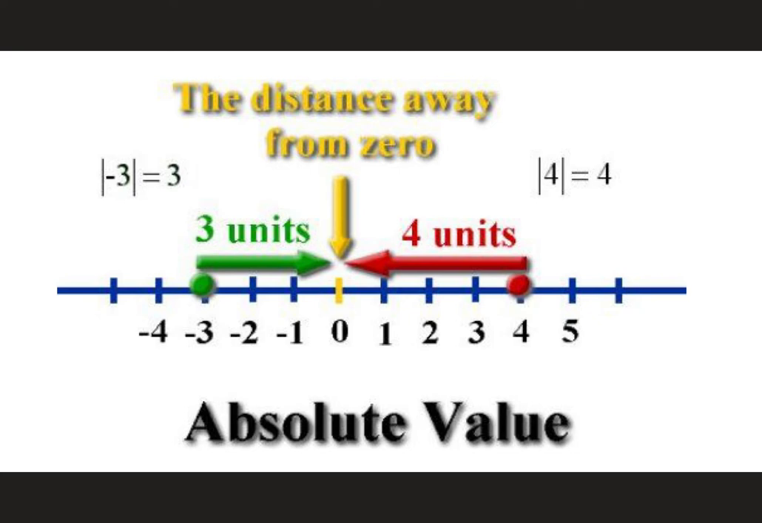The absolute value basically means the distance away from zero. Because there are negative numbers to the left and positive numbers to the right, we can have two possible numbers that have the same absolute value. And when we have these little bars across our numbers, these are called absolute value bars.